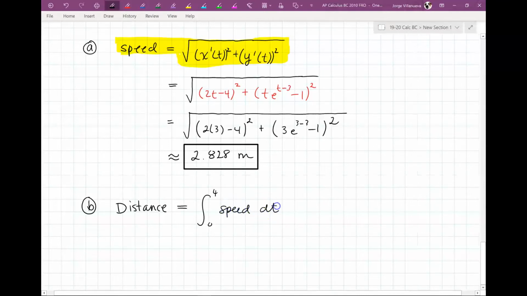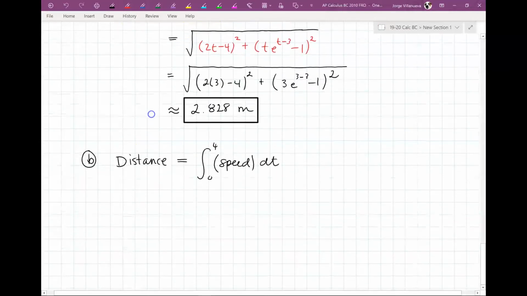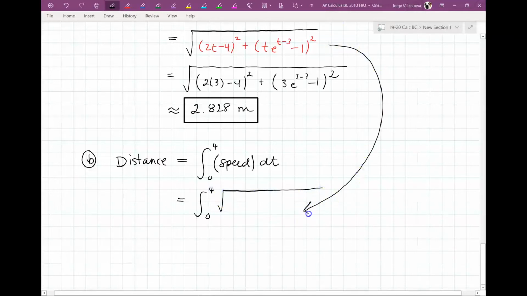I'm going to integrate speed because the integral of velocity is position. Remember, speed is velocity, it just doesn't have direction. So I'm just going to integrate our speed function. So the integral from 0 to 4 of this equation. Now we wrote this equation down over here, so it's going to go right there. This is going to be the square root of 2t minus 4 quantity squared plus t times e to the t minus 3 minus 1 quantity squared, and that's going to be dt.